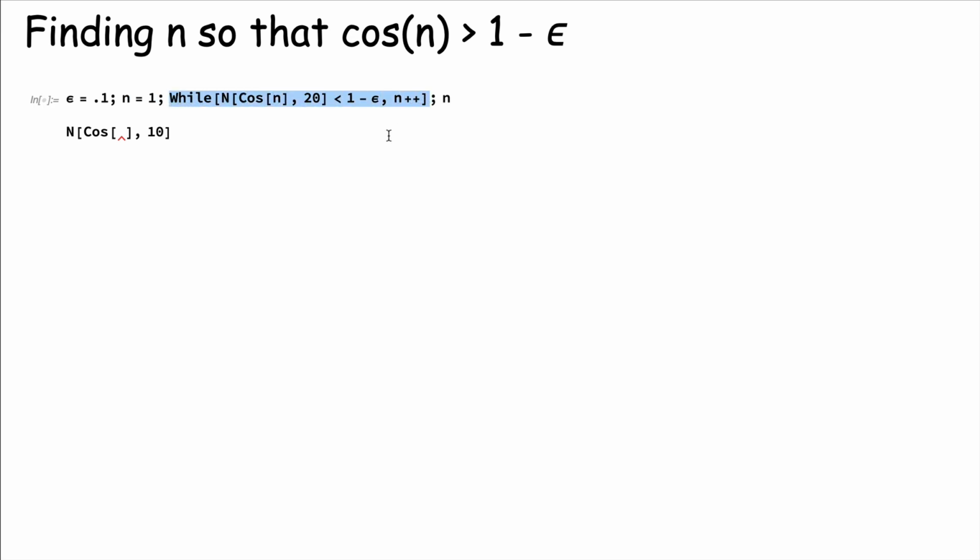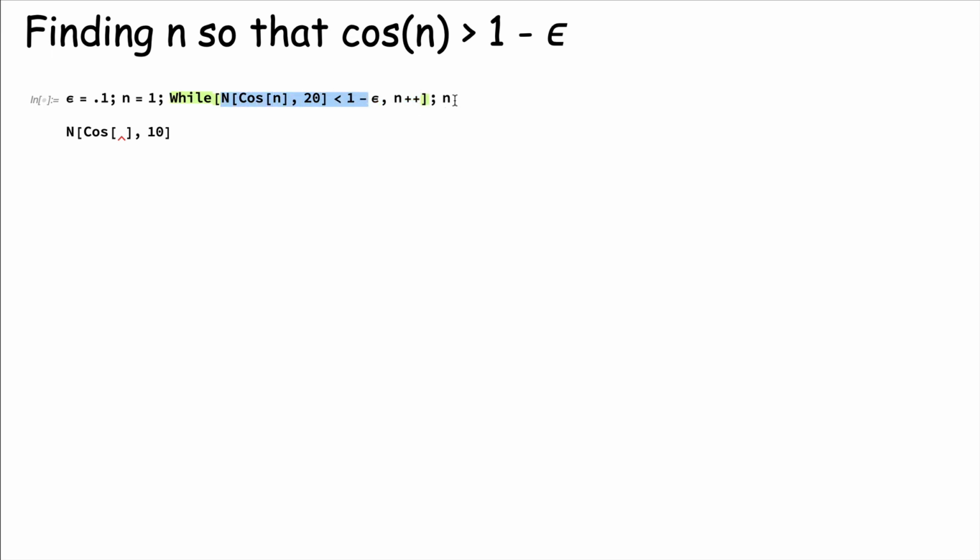What is this while loop doing? While the value of cosine of n is less than 1 minus epsilon, not greater, I keep incrementing n up by 1. So when n is 1, I plug that in there, I get cosine of 1, which is less than 1 minus epsilon, so n gets incremented up by 1 to 2. I calculate cosine of 2. That is also less than 1 minus epsilon, so I increment n up by 1 to 3. And you keep going until this condition is not true.